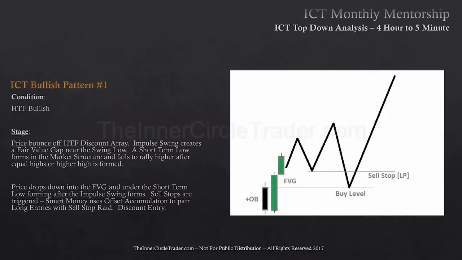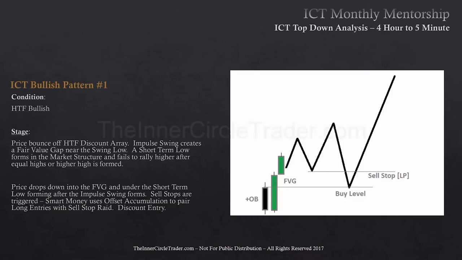All right, the first one is ICT bullish pattern number one. The condition is the higher time frame has to be bullish, and the stage or the setup is price is going to bounce off of a higher time frame discount array. An impulse swing creates a fair value gap near the swing low.